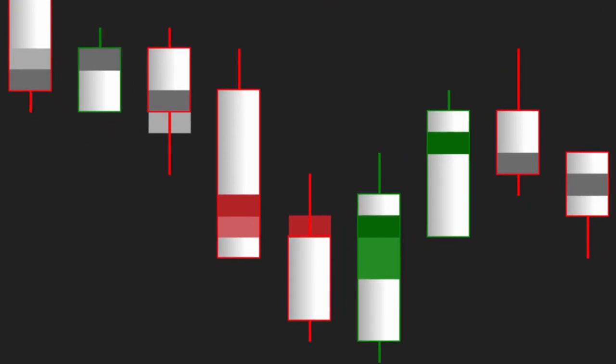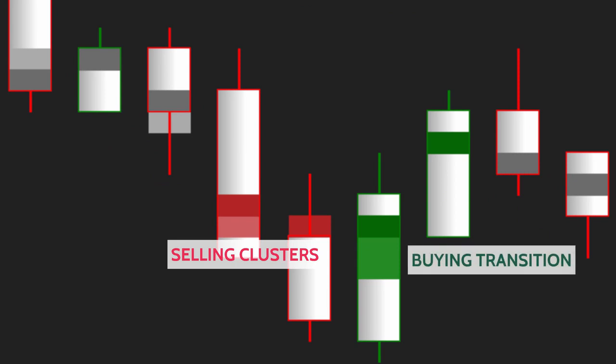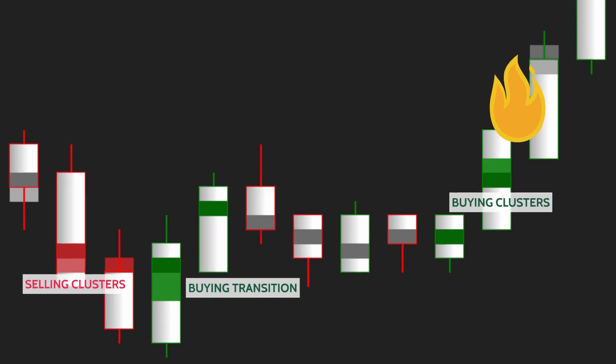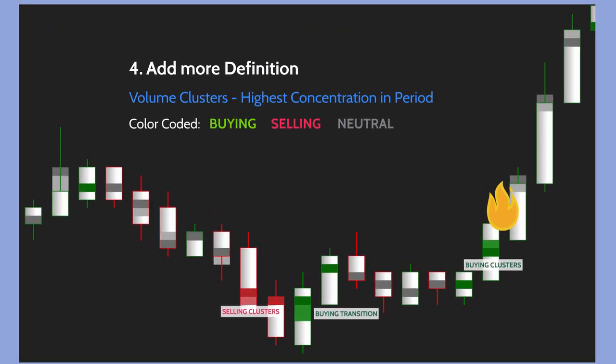So when we zoom in on our low, we can see the selling clusters, followed by the buying transition, and the additional buying that formed more buying clusters, which started the fire that we've all come to know as the towering inferno. That is the what, how, and why of this chart.